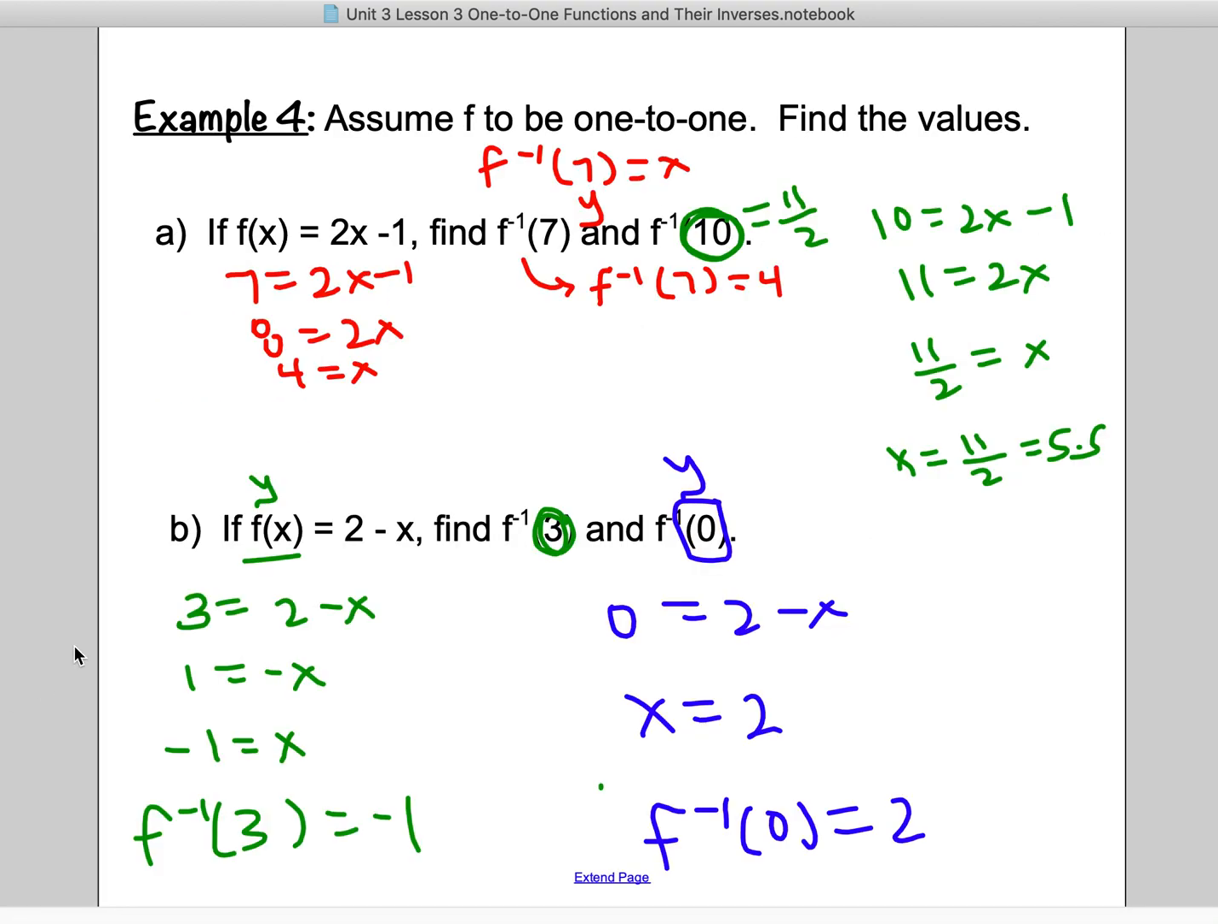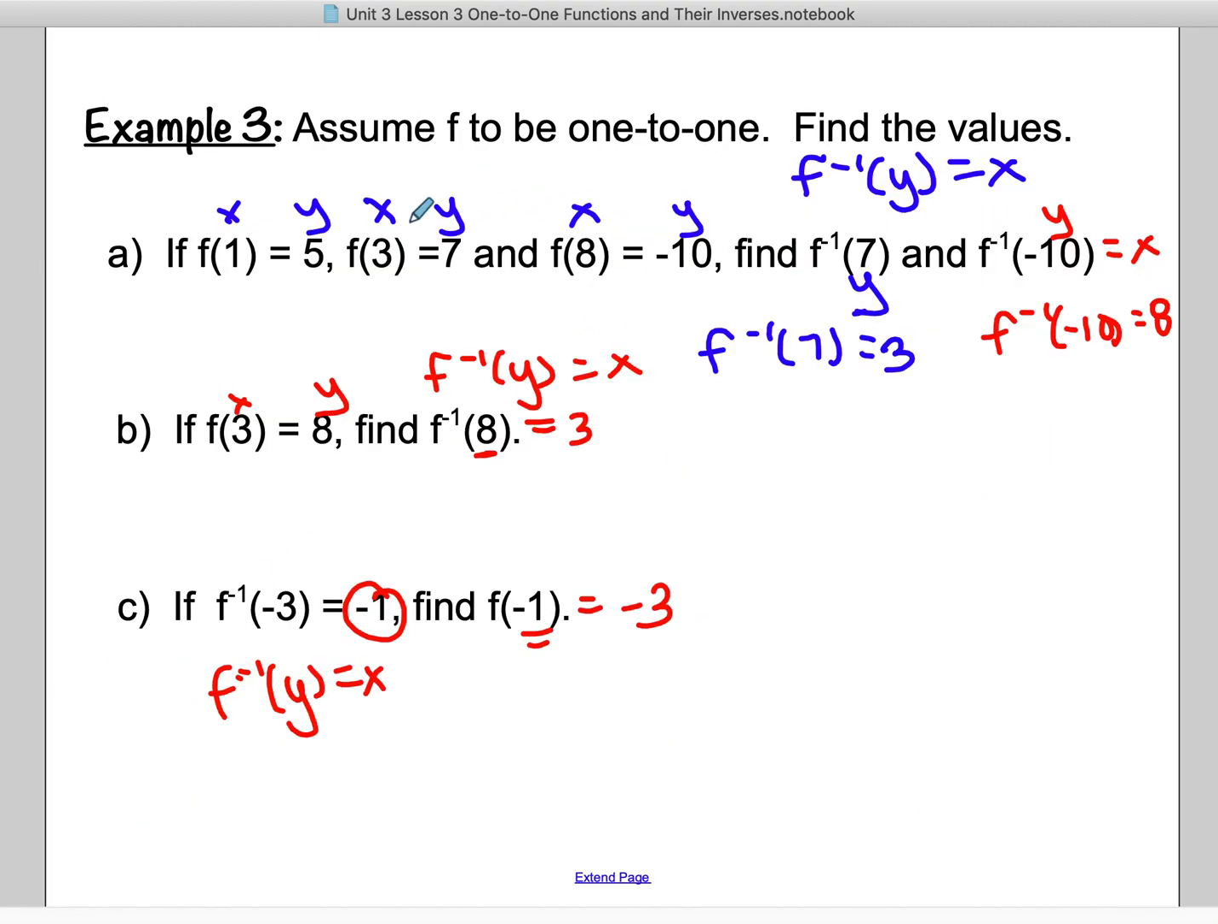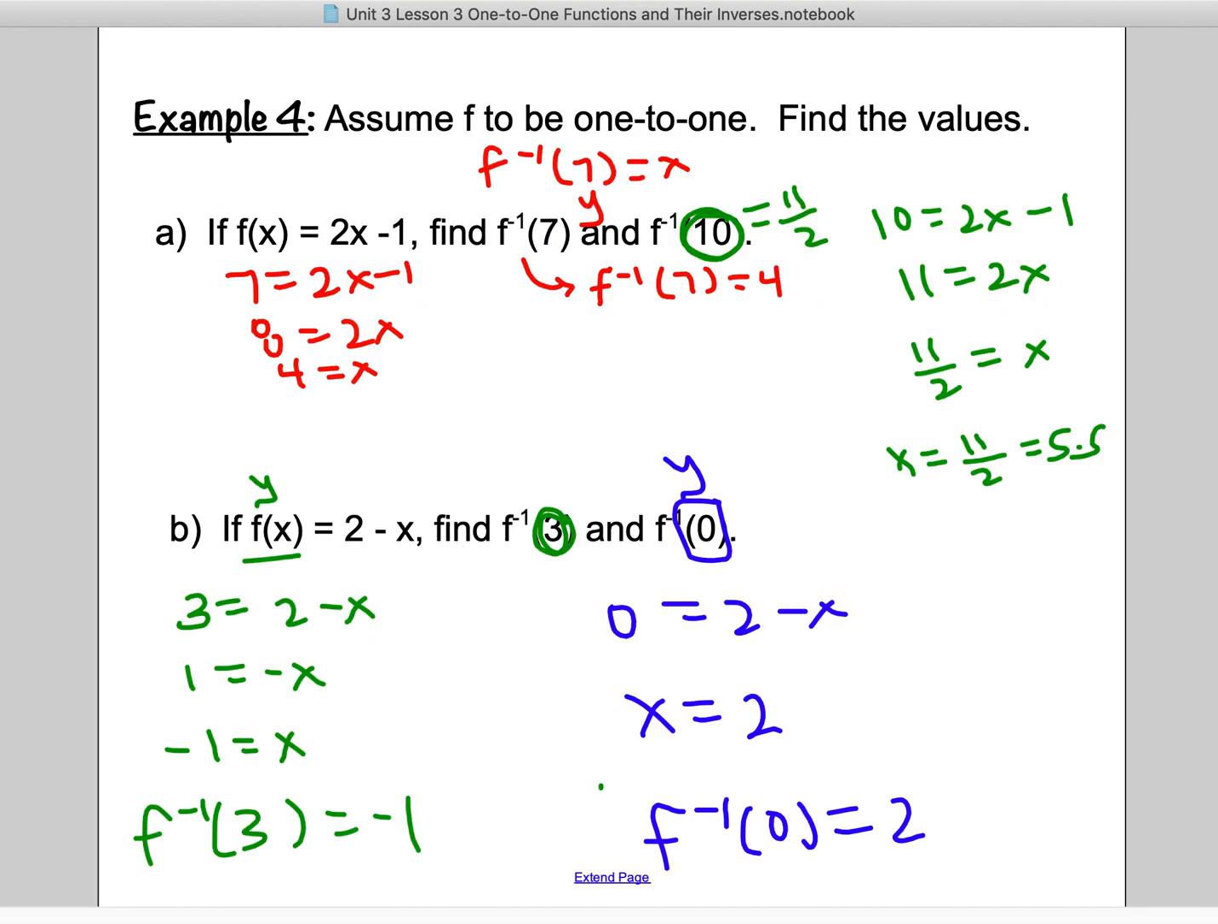What's going on with our inverse each time, you guys, is our x and our y values, they switch. Maybe here's a little bit easier to see. Here's my function. We have 3 and 7, and then the inverse of it is 7 and 3. Your x and your y values switch with your inverse each and every time.